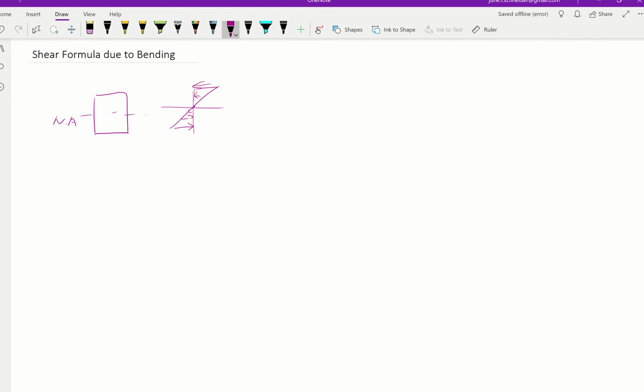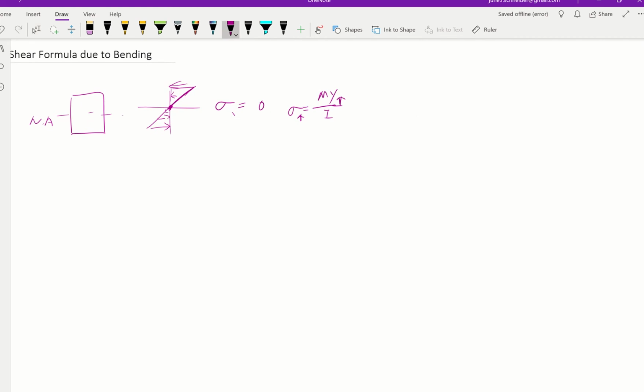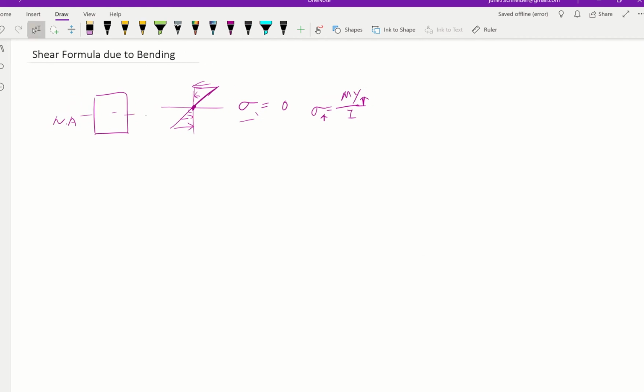And we realize at the neutral axis, the normal stress, the bending stress, is 0. With this formula, when y increases, sigma increases, so it's a linear relationship. However, in this new topic, we're not looking at bending stress. Bending stress is normal because it's perpendicular to the cross section. We're looking at the shear.